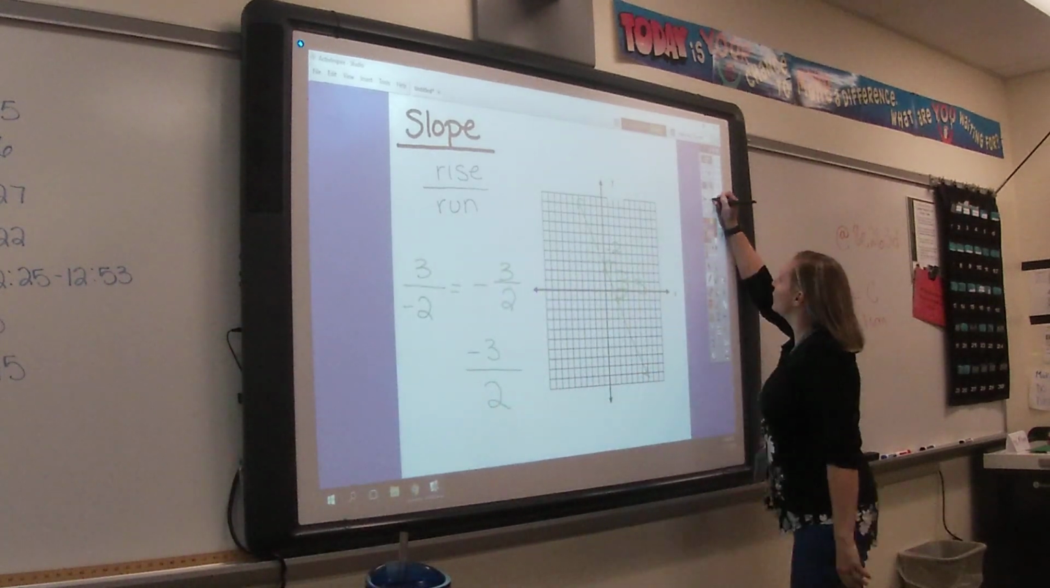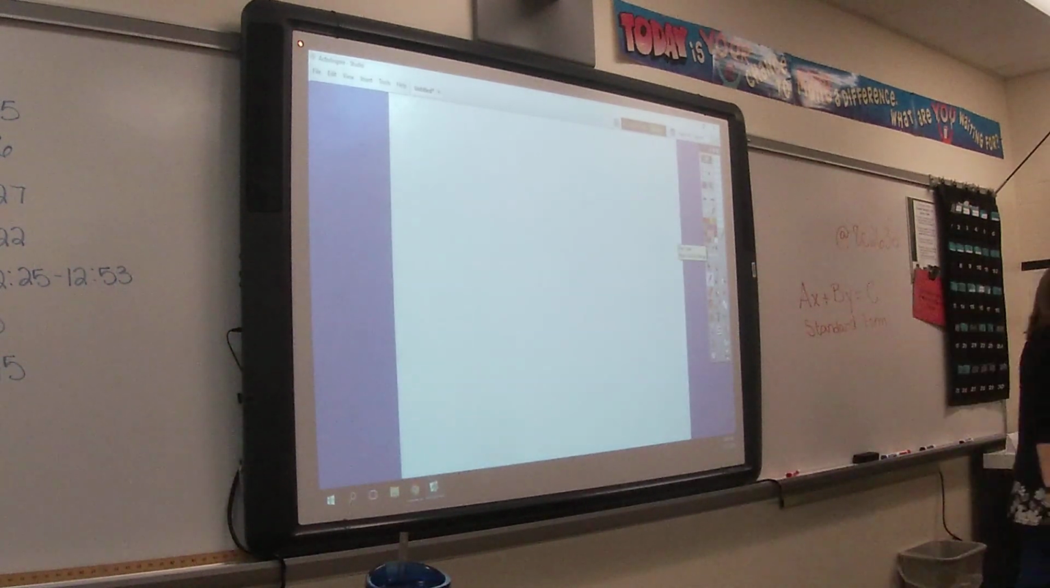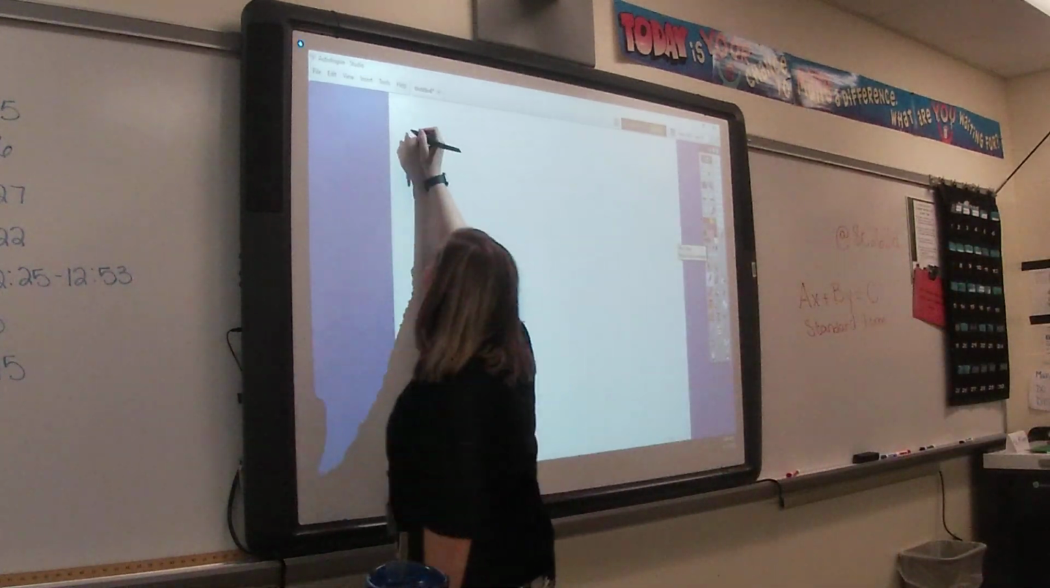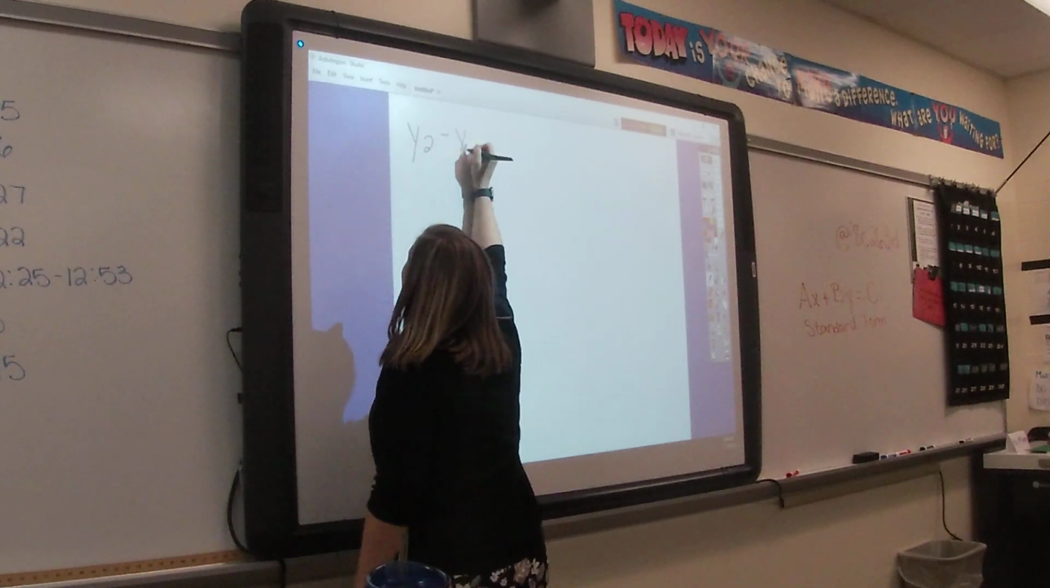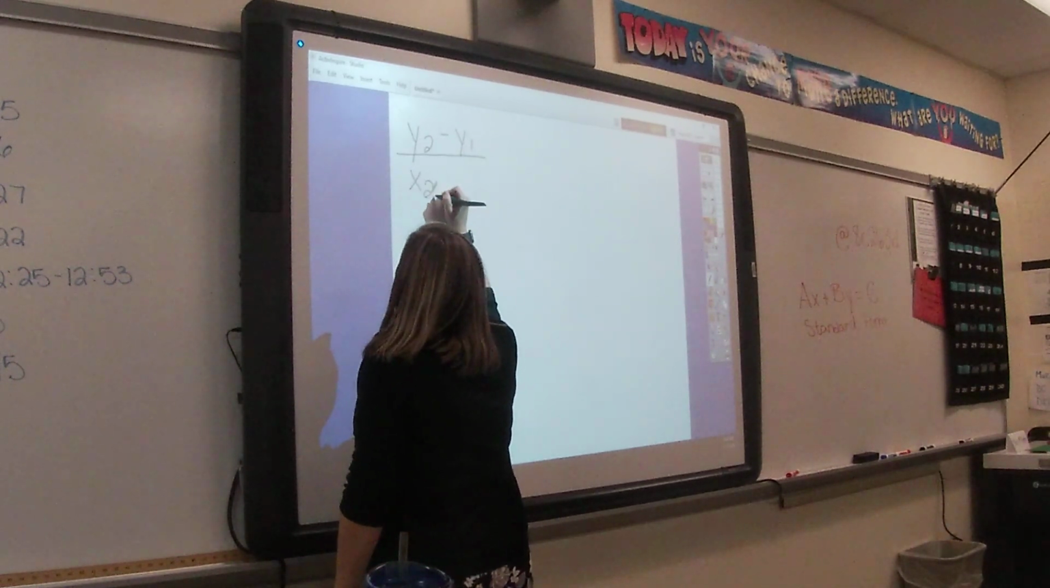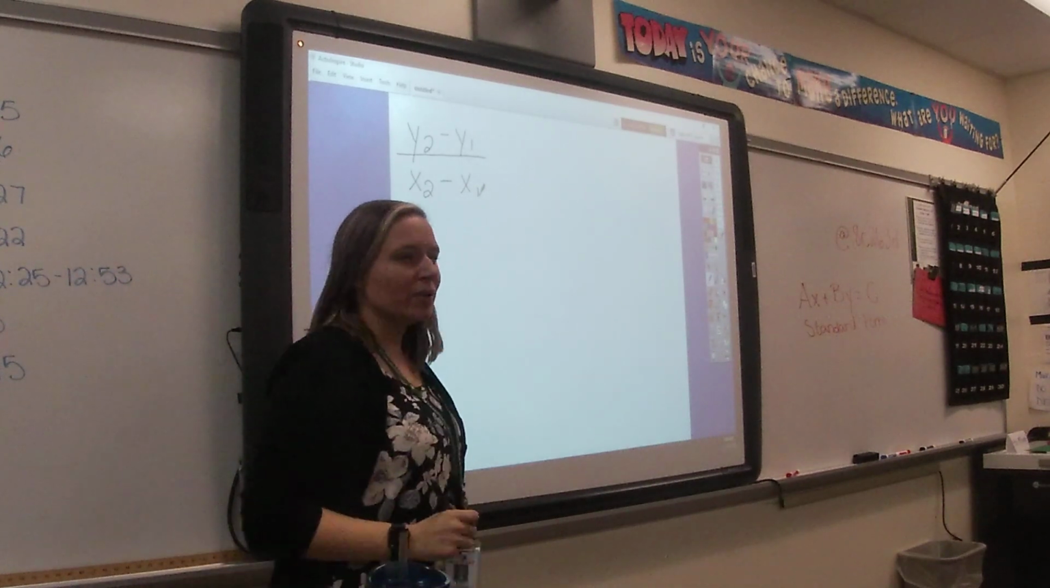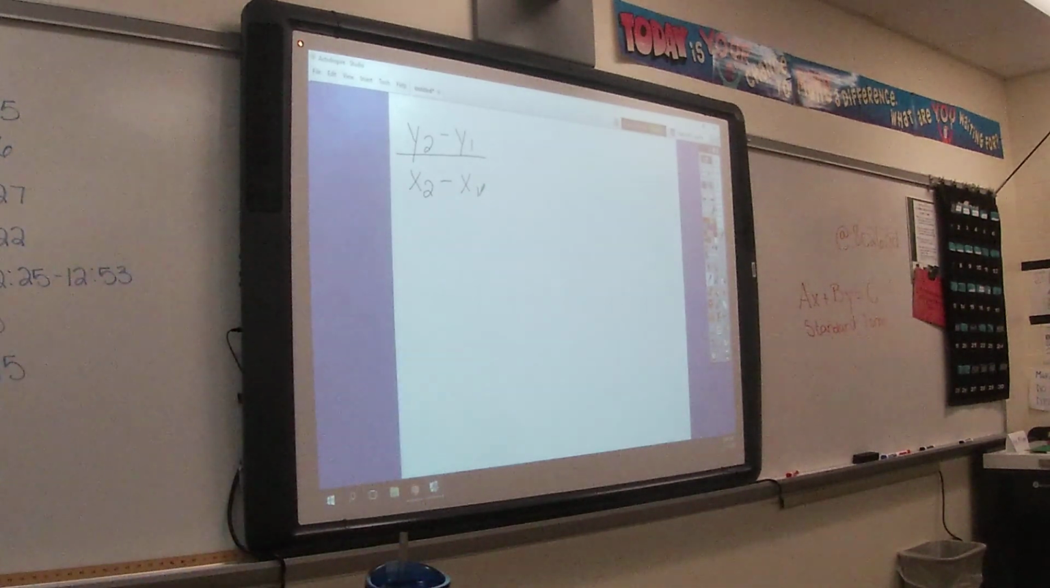Okay, what's another way we could find slope? Sherry, you started saying it. What was the next way we could find slope? Right, a formula. What letter do we use to represent slope? M.